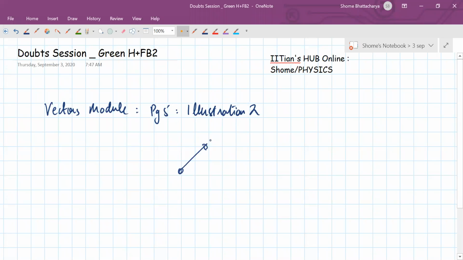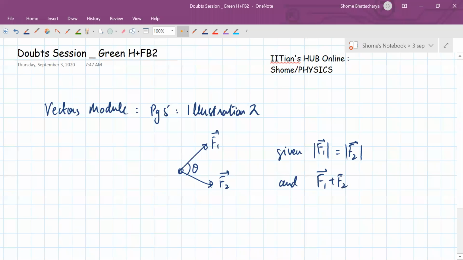One force is F1 and let's say another force is F2 and the angle between them is theta. Now it is firstly given that F1 has the magnitude equal to F2. Okay. And it also says that the resultant of these two also has the same magnitude as either of them. So from that you have to find theta.